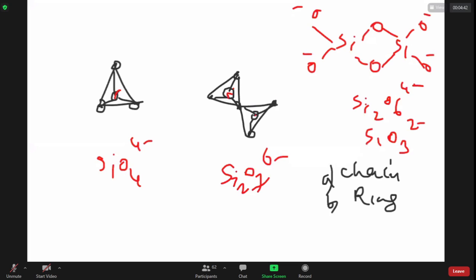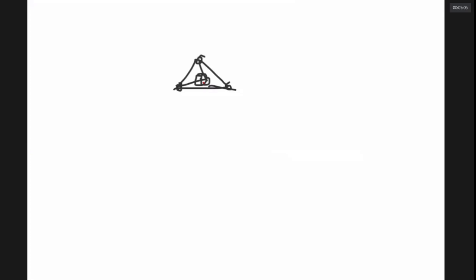Let us make a ring silicate and see how it is. Sir, this is one silicate tetrahedra. There is one silicate tetrahedra. These are 4 oxygens, and in the center there is silicon. It is one silicate tetrahedra. Now 2 corners are shared. That's what I am saying.